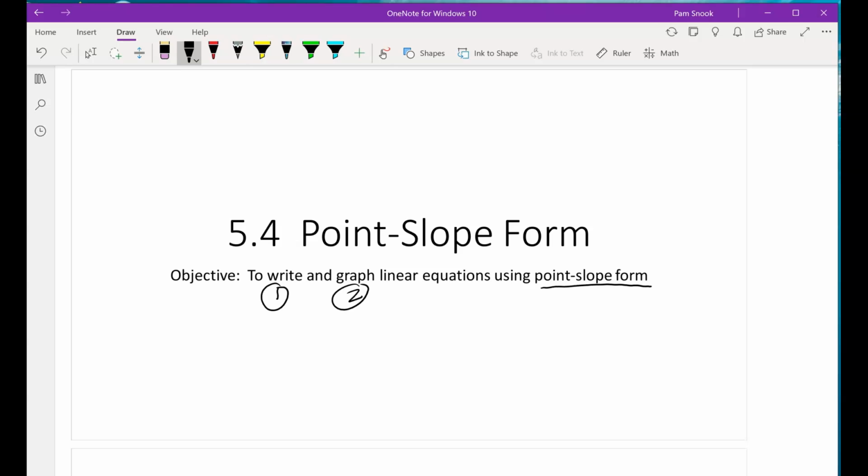And the neat thing about this form is that it uses any point on the line and the slope of the line. What we've done before this is we've given you the slope of the line and the y-intercept, which is a very specific point. But now we have the skill where we can use any point on the line.